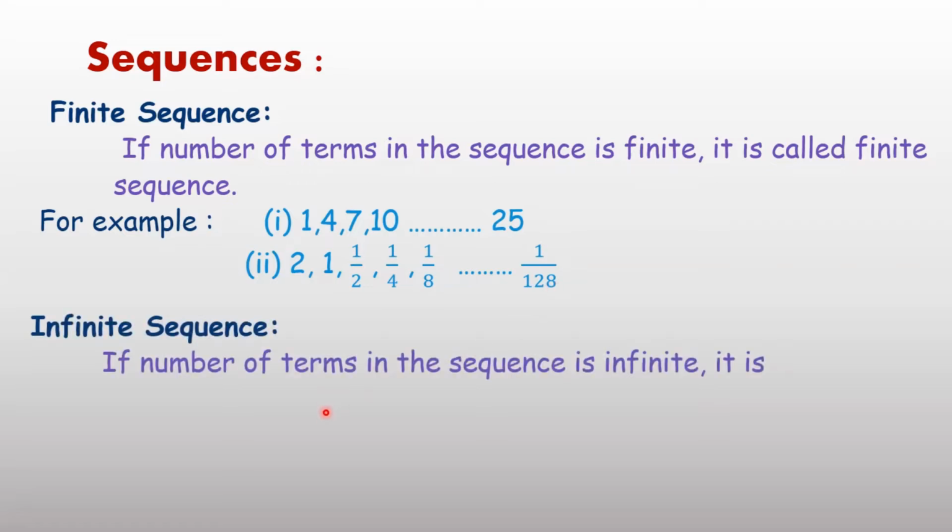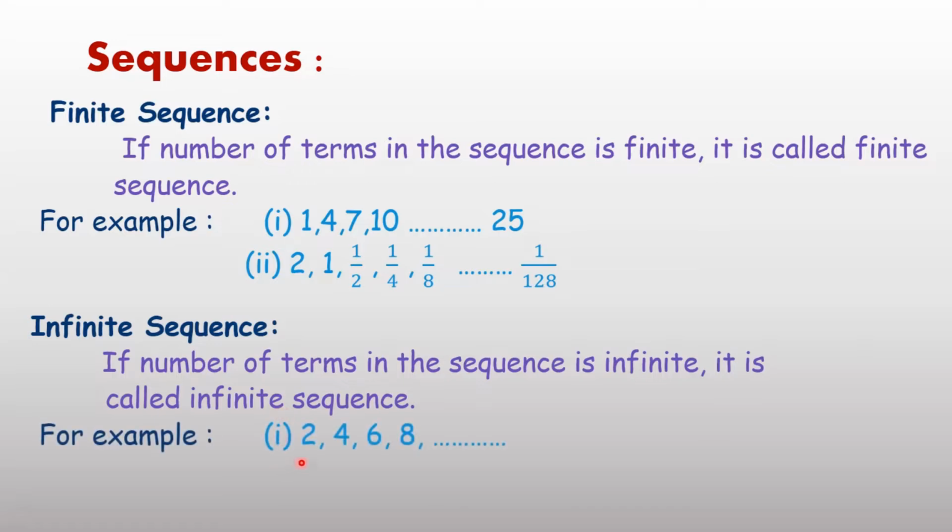Infinite sequence. If the number of terms in the sequence is infinite, it is called an infinite sequence. 2, 4, 6, 8. It is a sequence, but here, what is the last term? We can't find it. There are an infinite number of terms, therefore it is known as an infinite sequence. Same pattern. Second, 2, 1, 1 by 2, 1 by 4. It is also an infinite sequence.